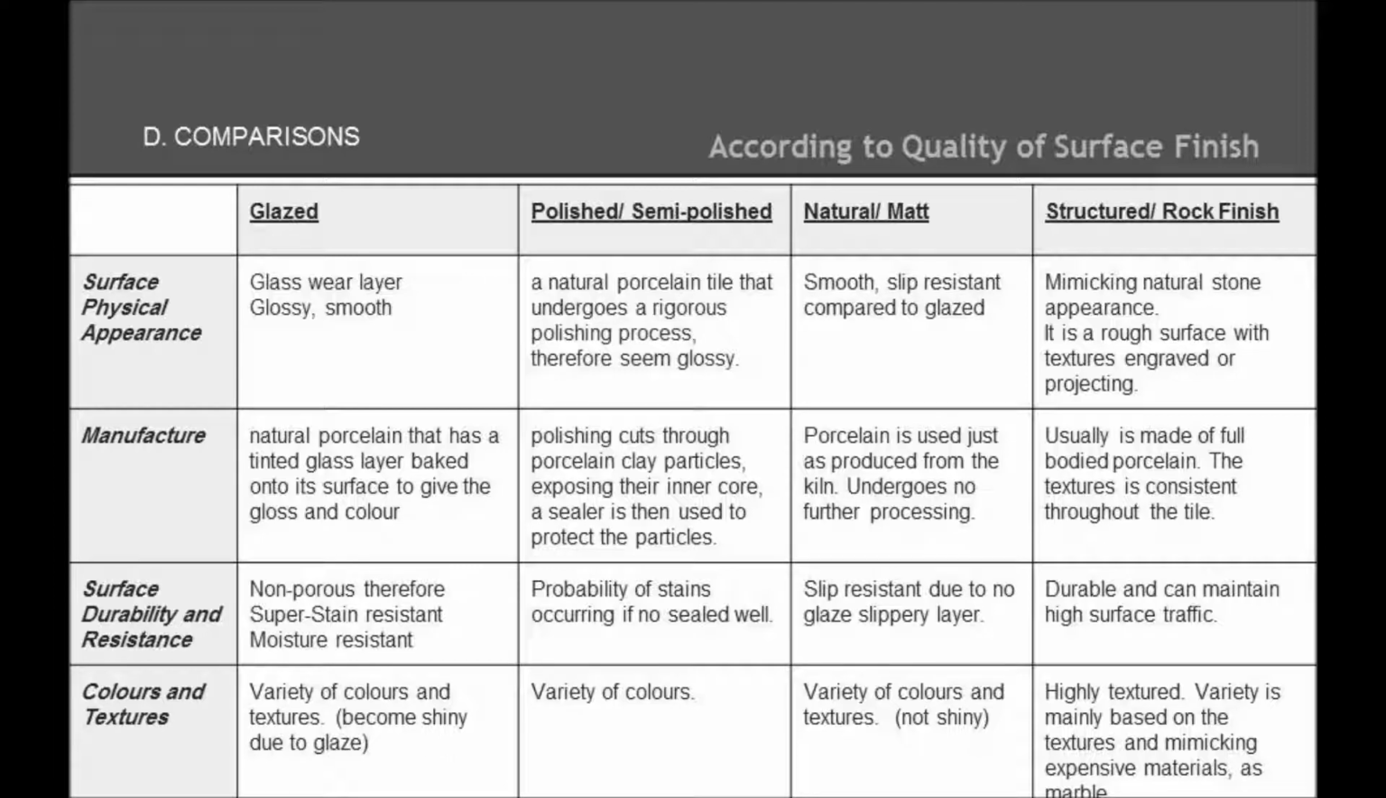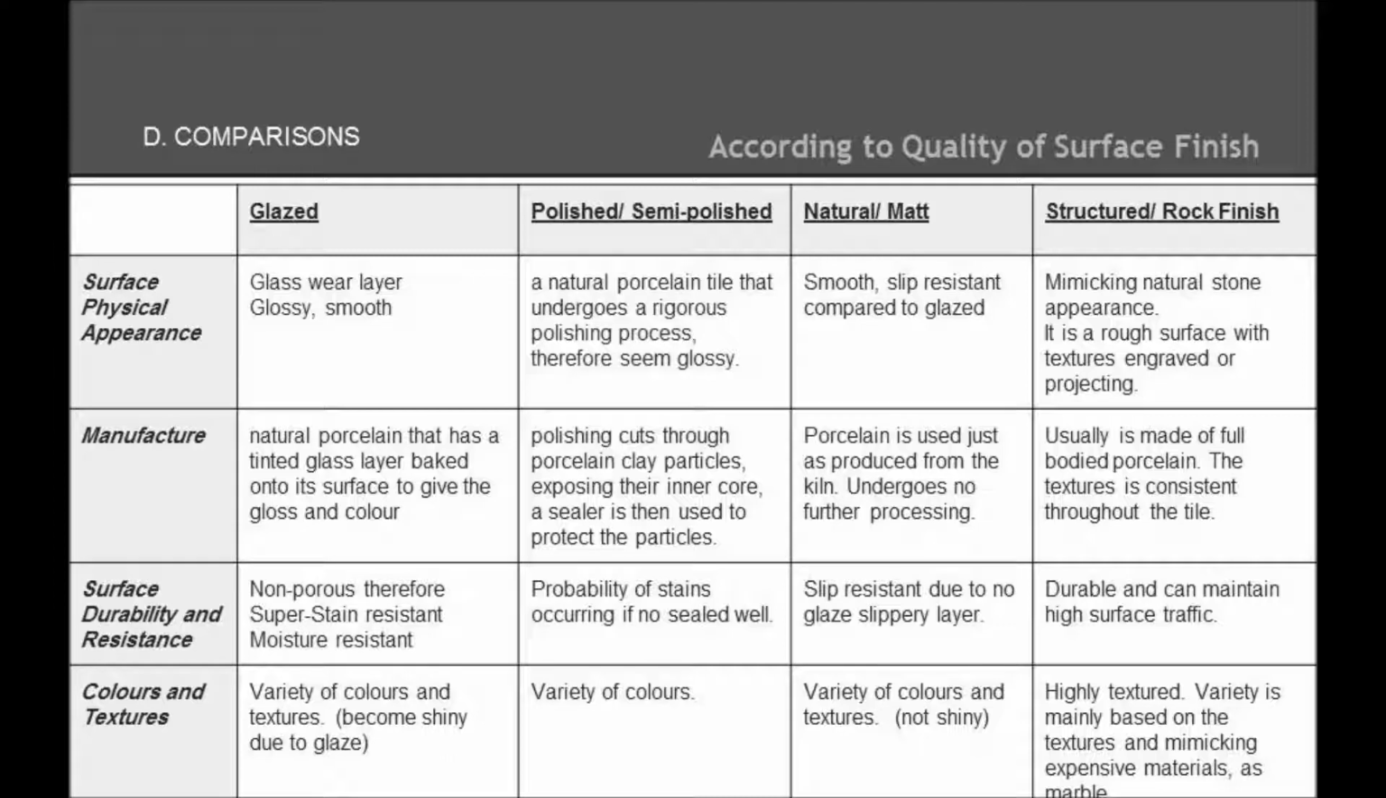And for example, in the manufacture, there are also several differences. For example, the natural matte undergoes no further processing after the kiln and is just used directly after it comes out of the kiln, while the polished and semi-polished actually have to have a sealer to protect the particles on the surface. And then there's the surface durability and resistance.